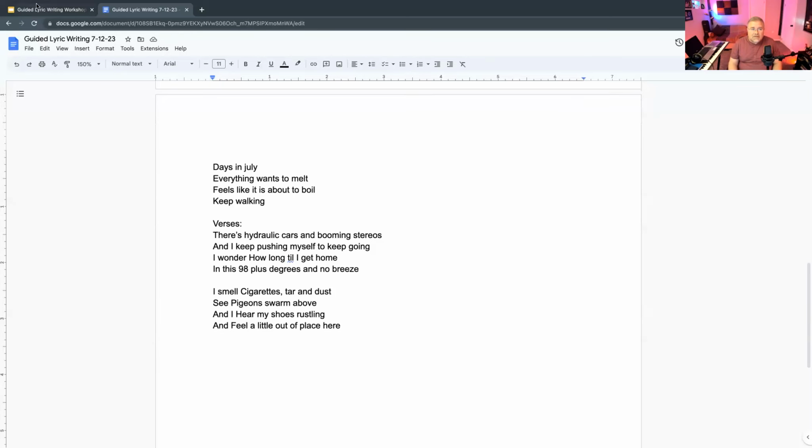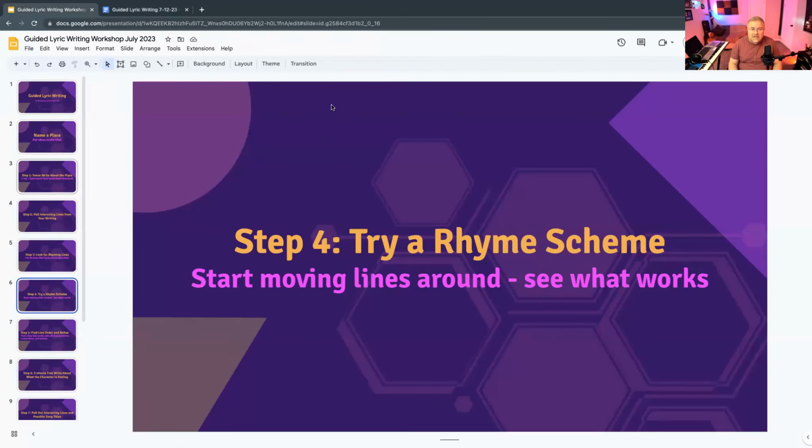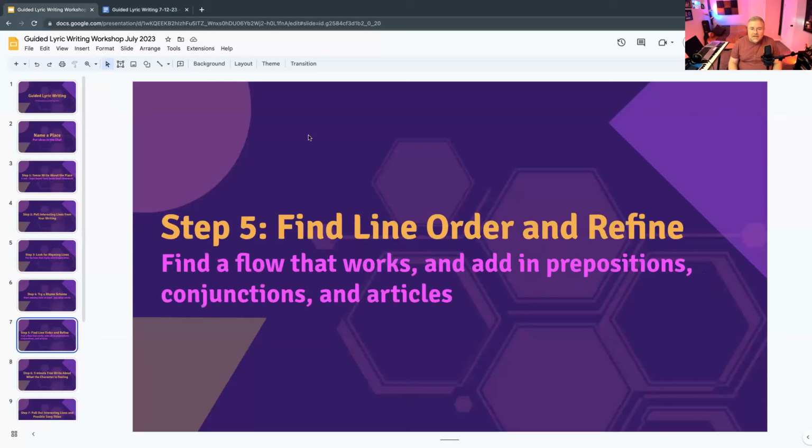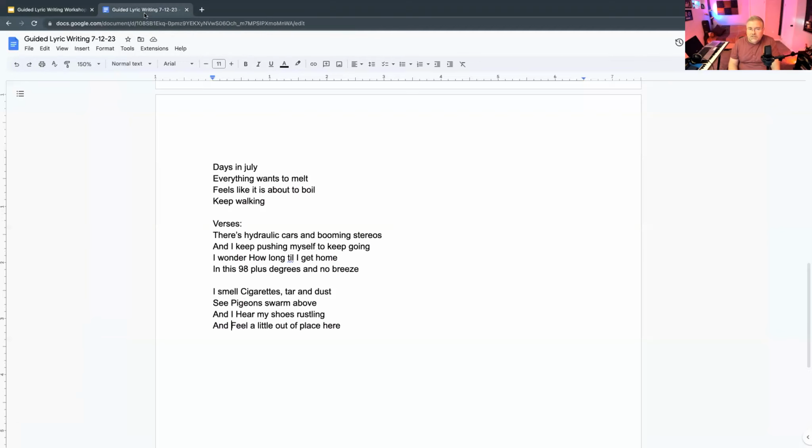So I want to go back here and look at what the next step I wrote down was. The next step, step 5, is what I just did: to experiment with your line order and try to refine your section. So you may stay with what you put into your first rhyme scheme, or you may change it, right?